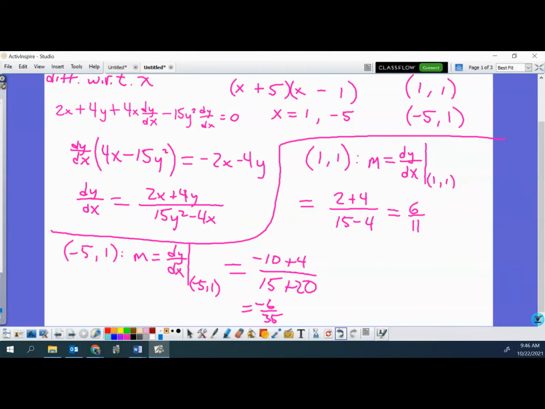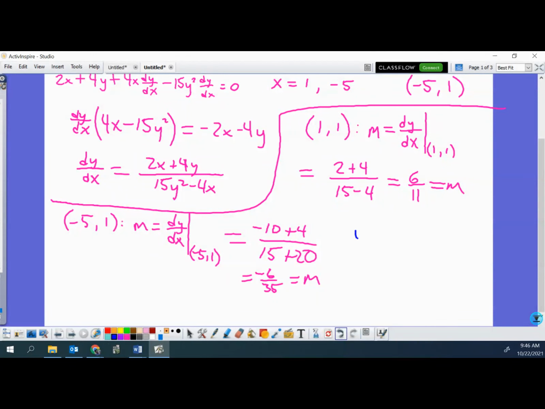Looks annoying, but we don't really have to do much with it, right? We're just going to write a couple tangent line equations now. And here's what we've got. We've got a slope. On one of them, it's 6/11. On the other, it's -6/35. Am I looking good, guys? You guys agree? Cool. And then we've got points for each of these too, so we can just go straight into point slope form.